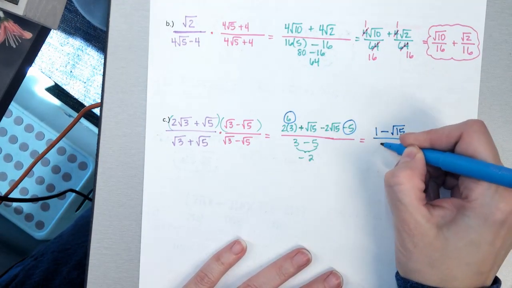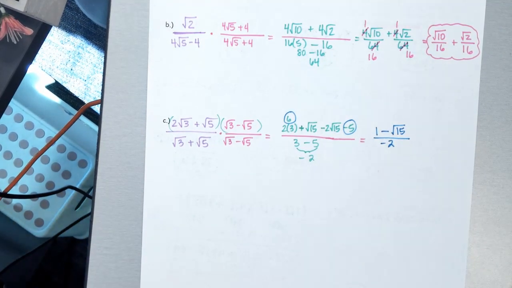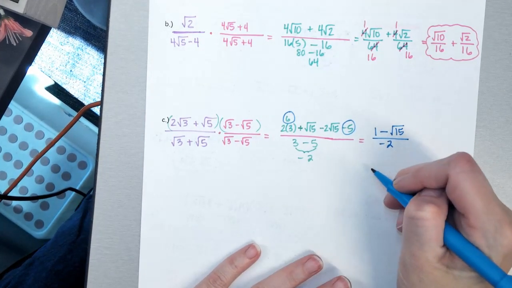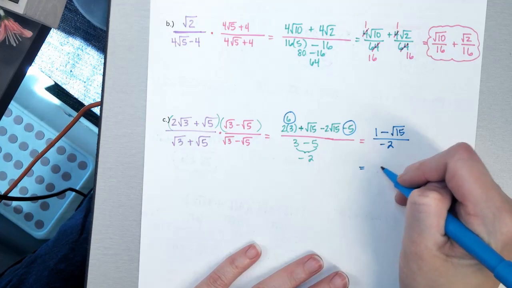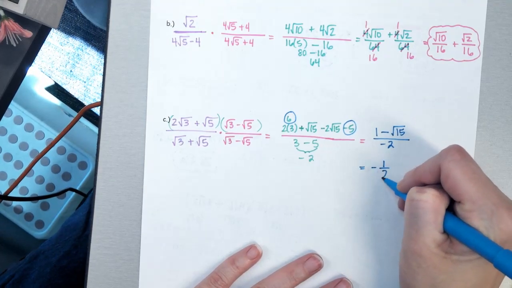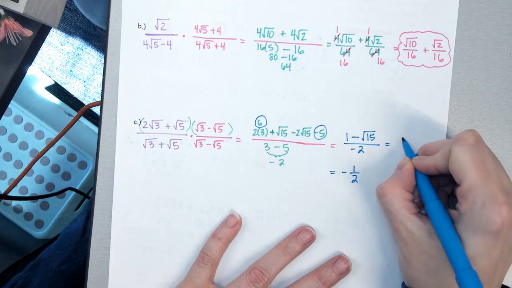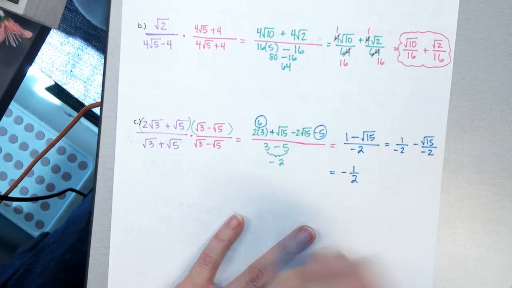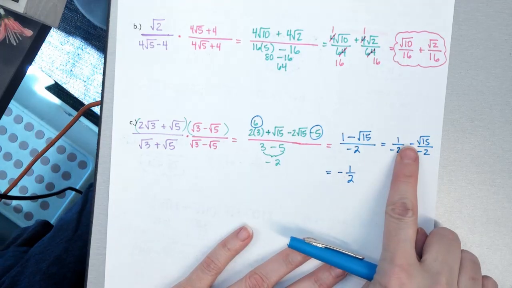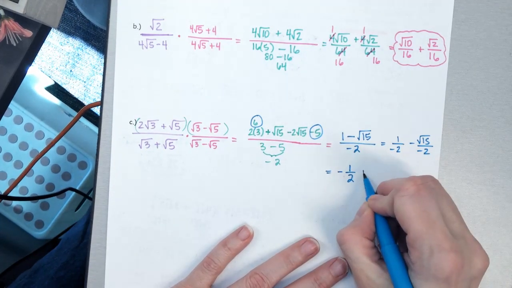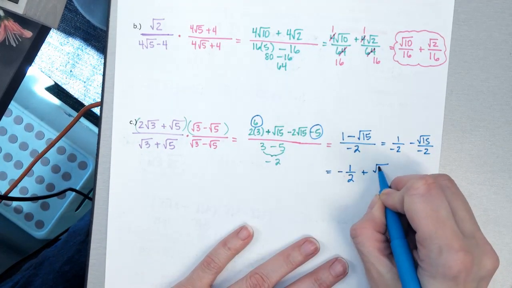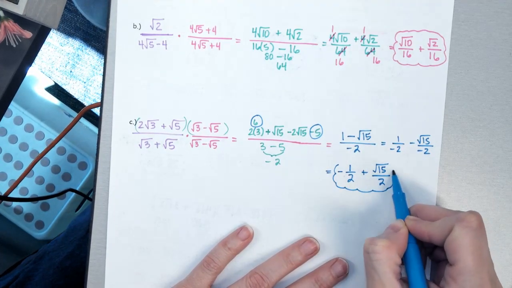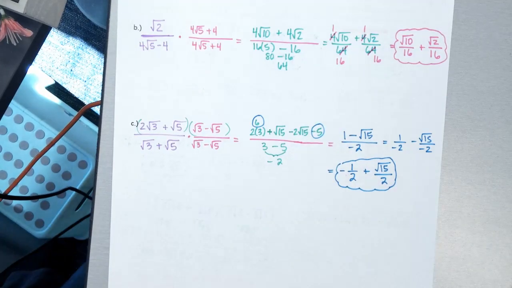Okay, and then this is over negative 2, which we're going to divide both of those by negative 2. So when you divide them, you have 1 over negative 2, which is negative 1/2. Okay, and then a negative divided by a negative is going to switch to a positive. Okay, so that should be your final answer there.